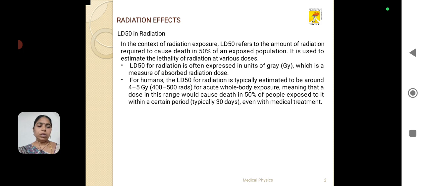LD50 for radiation is often expressed in the units of Gray, which is a measure of the absorbed radiation dose. For humans, the LD50 for radiation is typically 4 to 5 Grays, that is 400 to 500 rads, for acute whole body exposure, meaning that a dose in this range would cause death in 50% of the people exposed to it within a certain period, for example within 30 days, even with medical treatment.